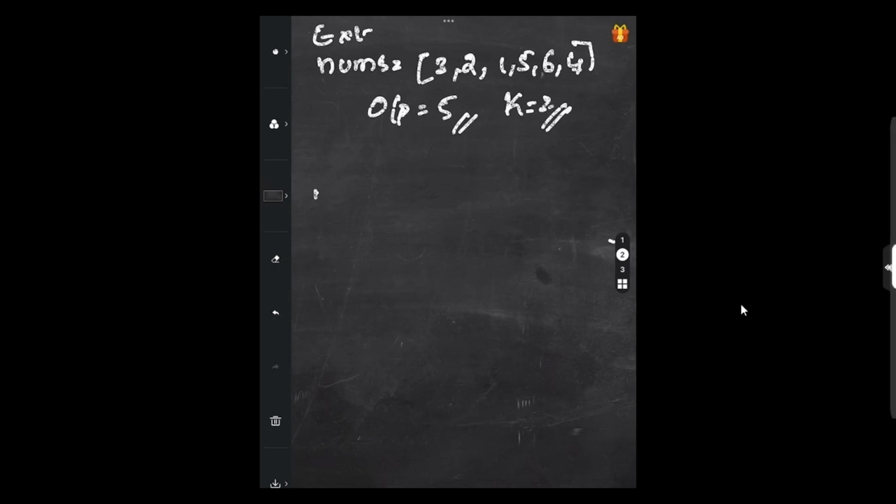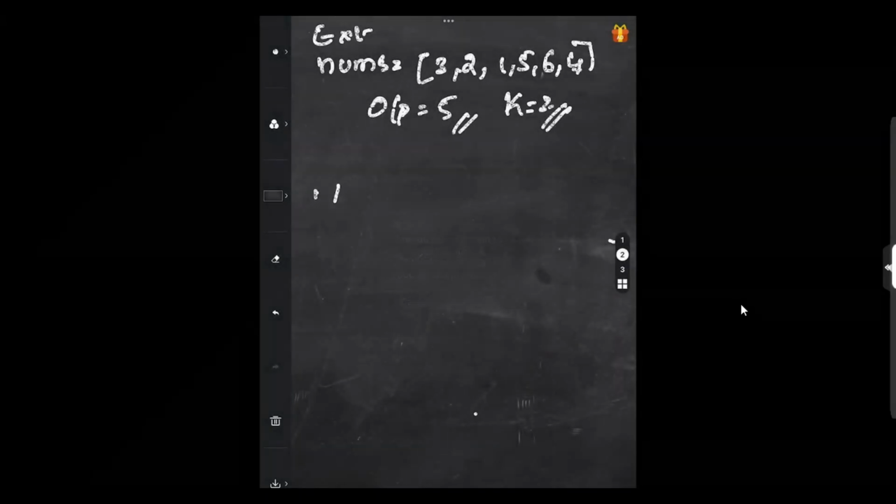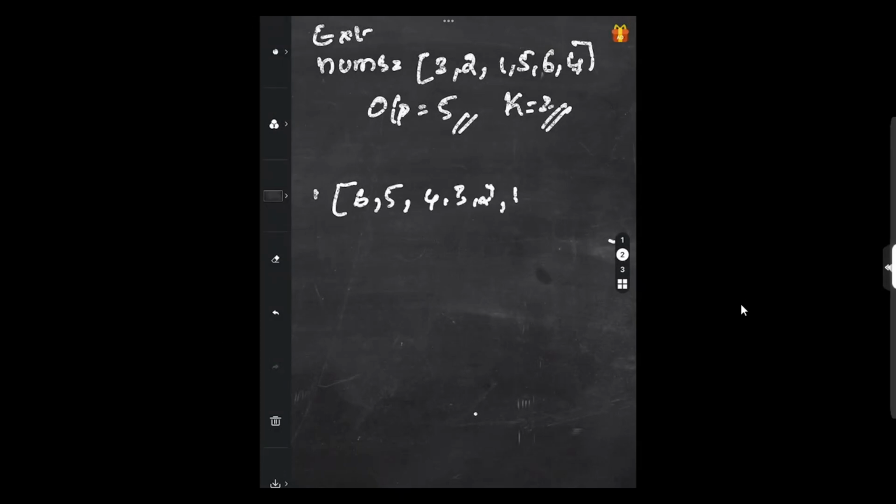So a mixture of max heap and sorting, we'll go with max heap and sorting, right? To create the max heap, we sort the array in descending order. After sorting in descending order, the array becomes 6, 5, 4, 3, 2, 1. Now the largest element is 6, which is at the top of the max heap. So this is step 1.